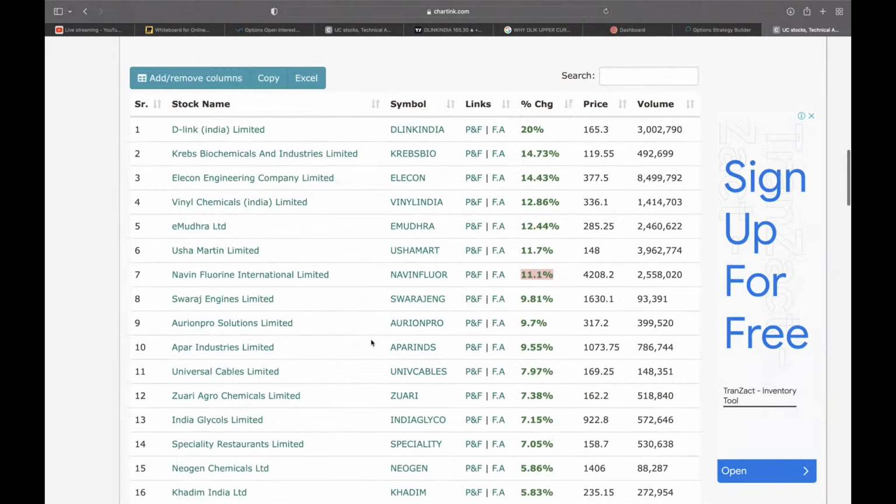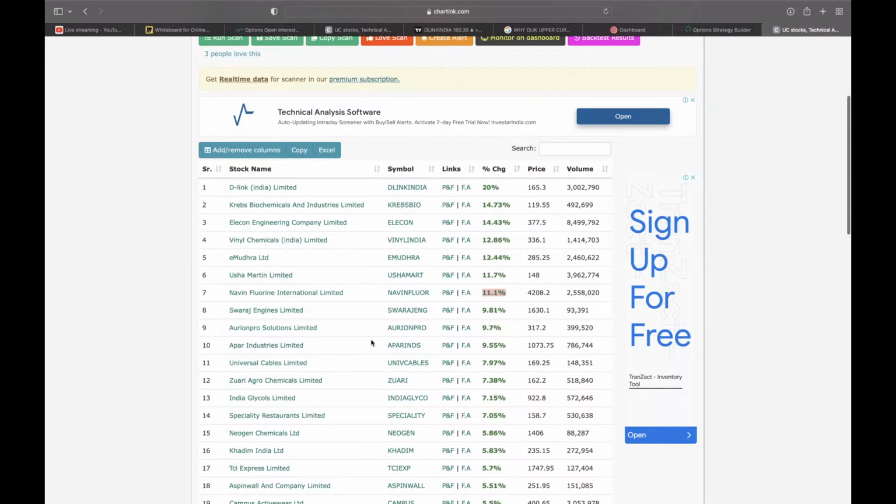Yep, Prishika. These upper circuit and lower circuit stocks will not always give profit when they are traded. These stocks are getting into a circuit. 5%, 10%, 15%, 20% is the circuit for them. I hope you can understand.